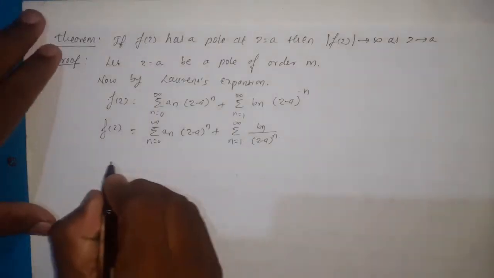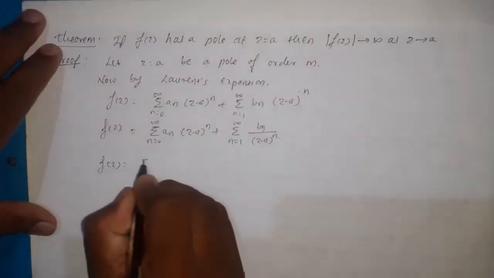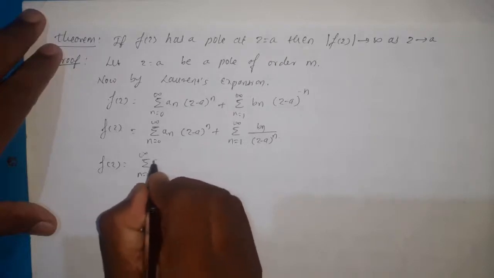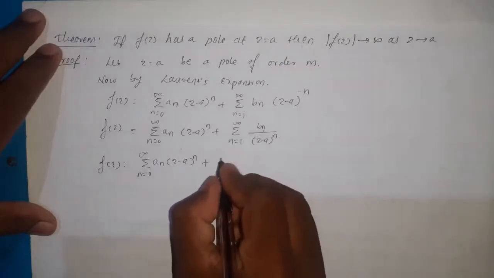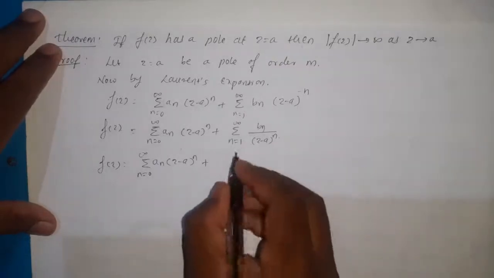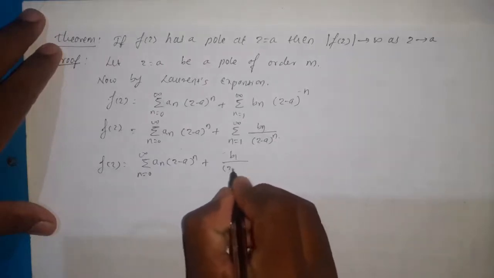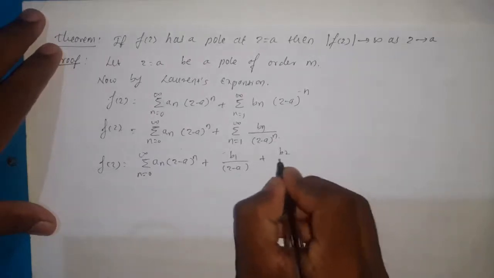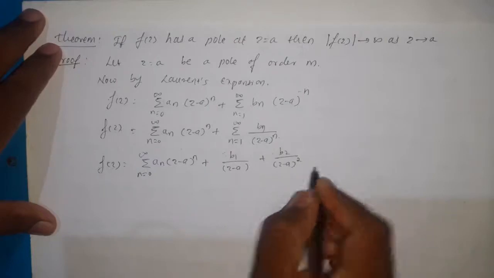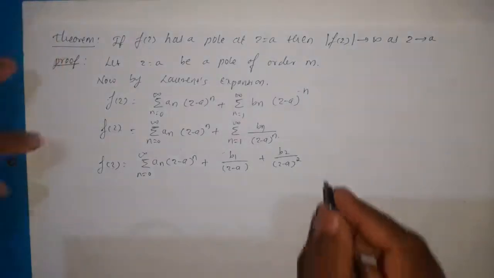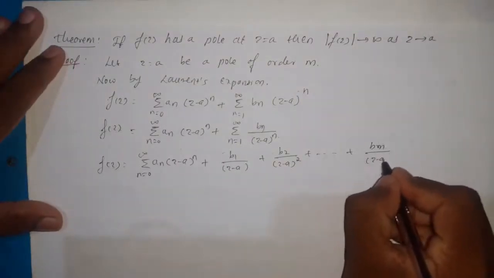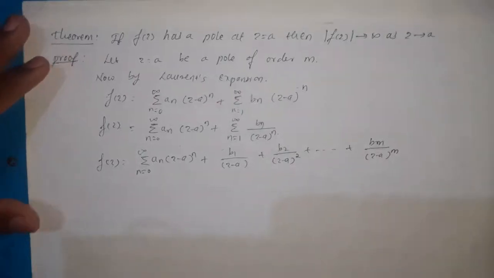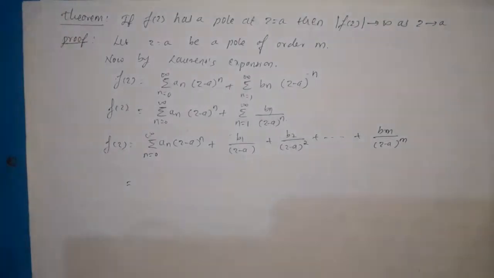Therefore here f(z) is equal to summation over n = 0 to infinity a_n (z - a)^n plus, now let us expand this one, b1 divided by (z - a) plus b2 divided by (z - a)^2, and so on up to bm divided by (z - a)^m, because it contains m number of terms.